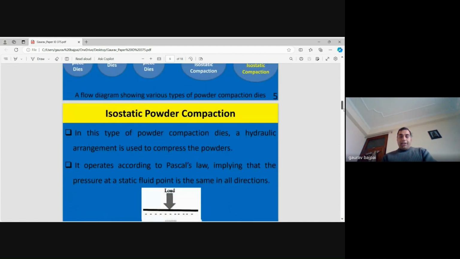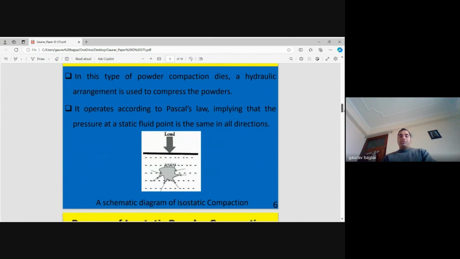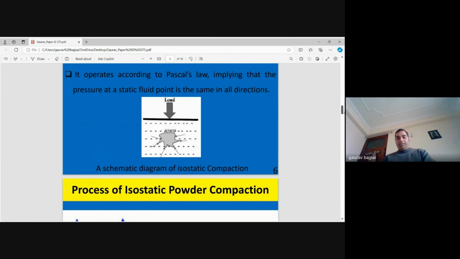So for isostatic compaction, I want to say again, in this type of powder compaction, a hydraulic arrangement is used to compress the powder. It operates according to Pascal's law, implying that the pressure at a static fluid point is the same in all directions, like this.